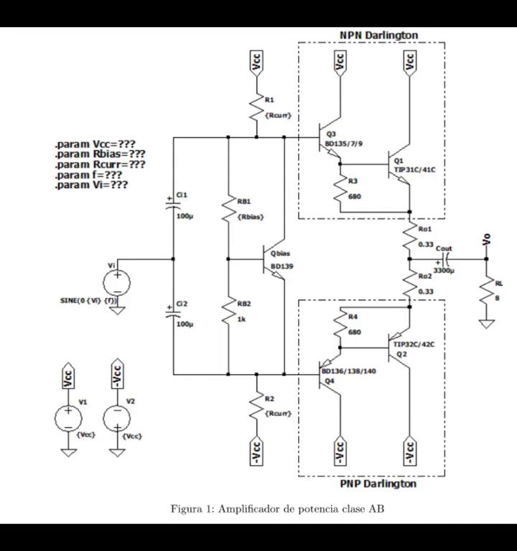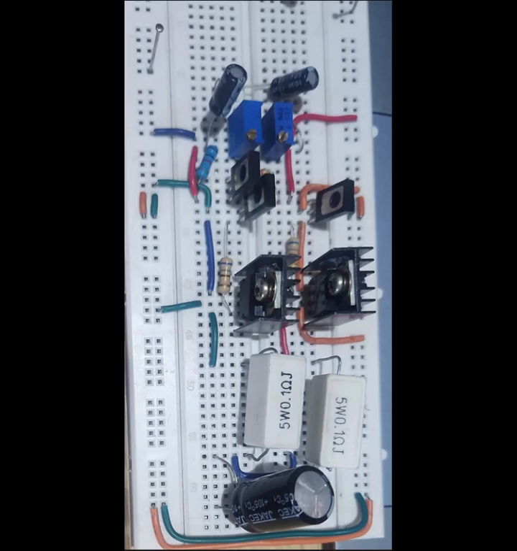During the first implementation, the circuit did not operate correctly because of an assembly error, and one BD140 transistor was damaged. After changing it, the stage worked as expected. The final experimental implementation is shown in the picture.